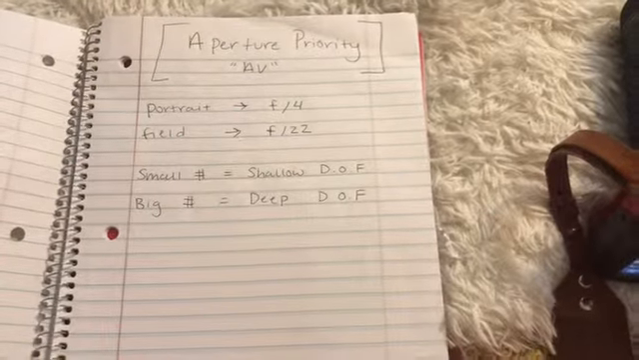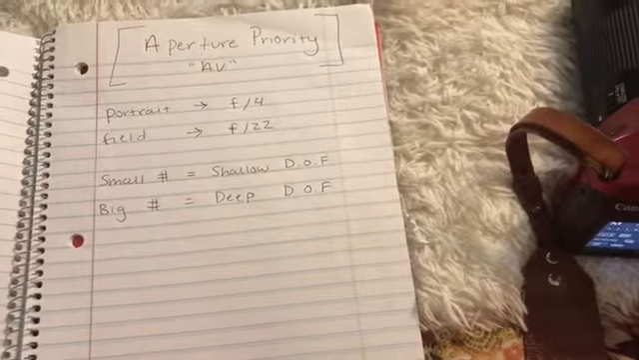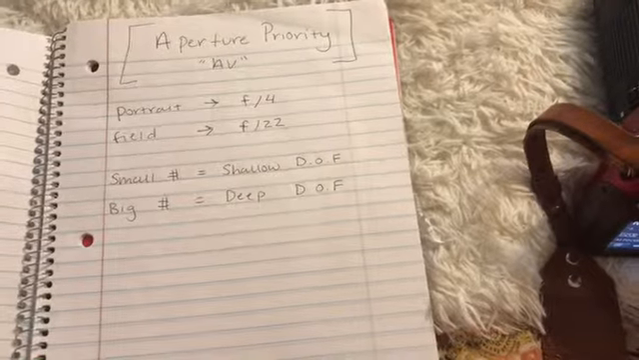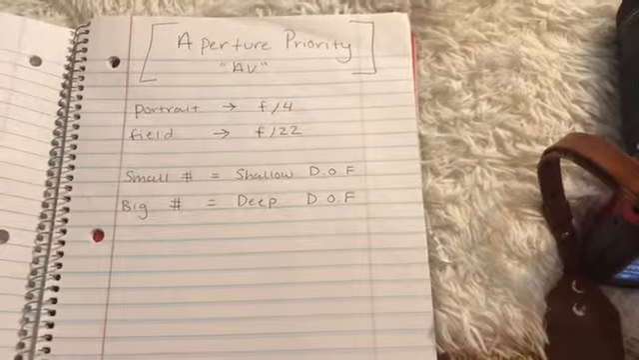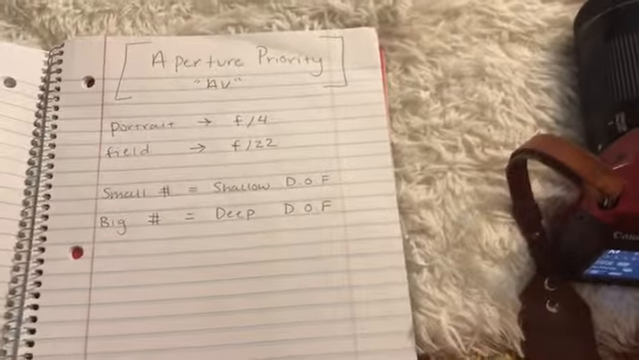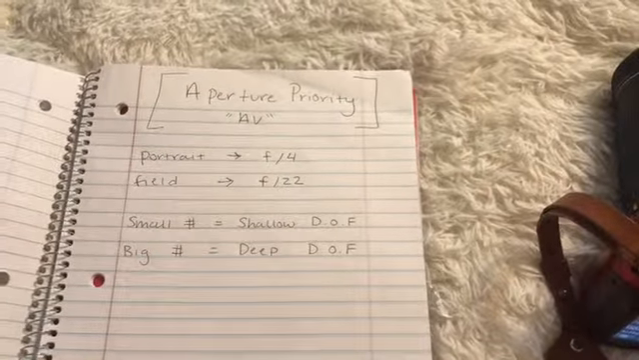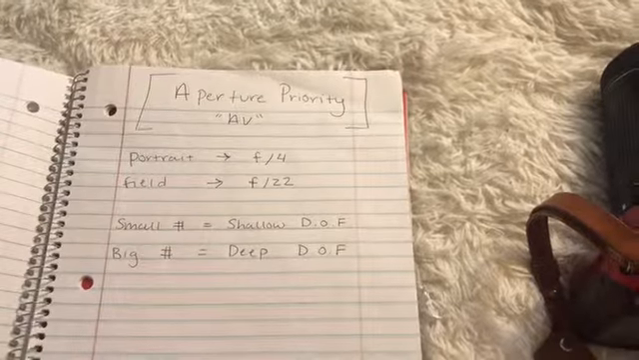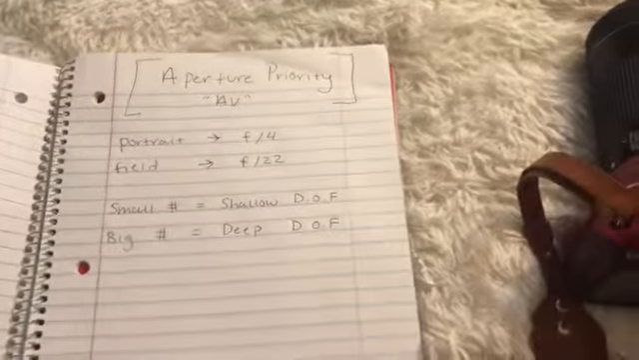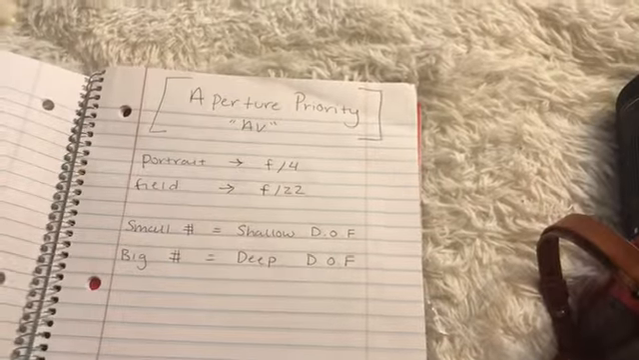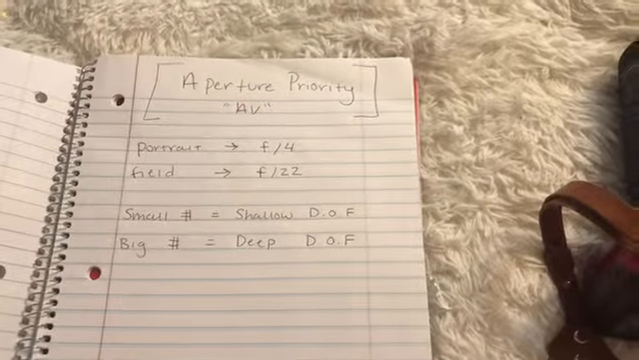Whenever you're taking pictures for a portrait, meaning of a person, you're going to want a number like f4, a very low number. That means you're going to have a very shallow depth of field, so the person's face is going to be in focus and the background is going to be blurry. If you're taking a picture of something like a field or buildings, you're going to want a high number like f22, which means you're going to have a deep depth of field, meaning almost everything is going to be in focus. So yeah, that's all I got.